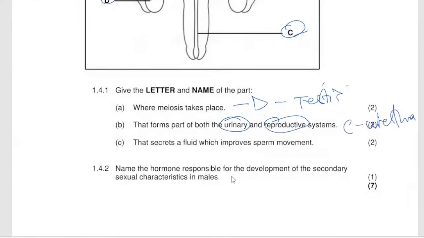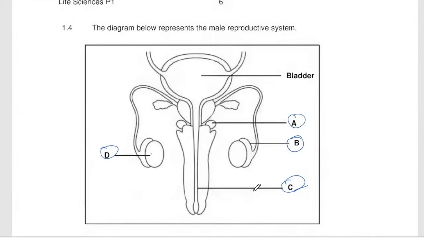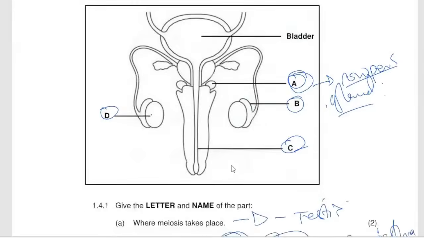Then they are saying, the structure that secretes fluid which improves sperm movement. Remember, I said that these ones are now combined together, but I have to look for the part which is being given, and it is among the 3 accessory glands. So in this case, it is A, and the accessory gland here is going to be the cowpass gland. It's the cowpass gland. All right. Then we go to the next question.